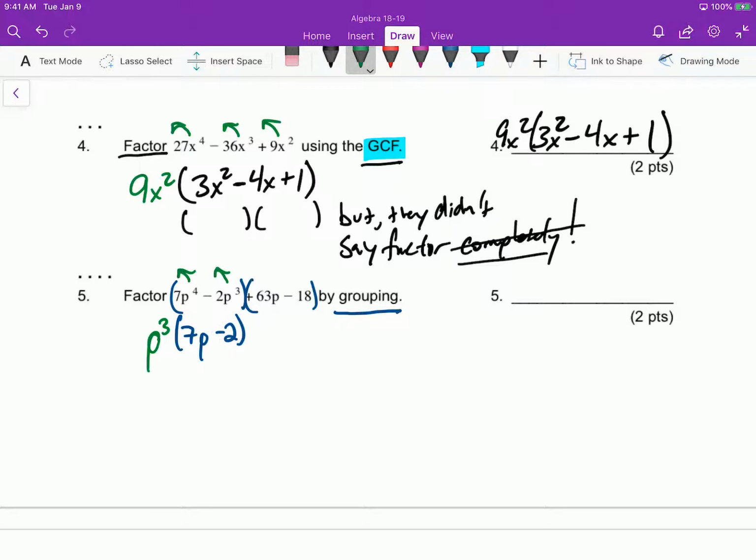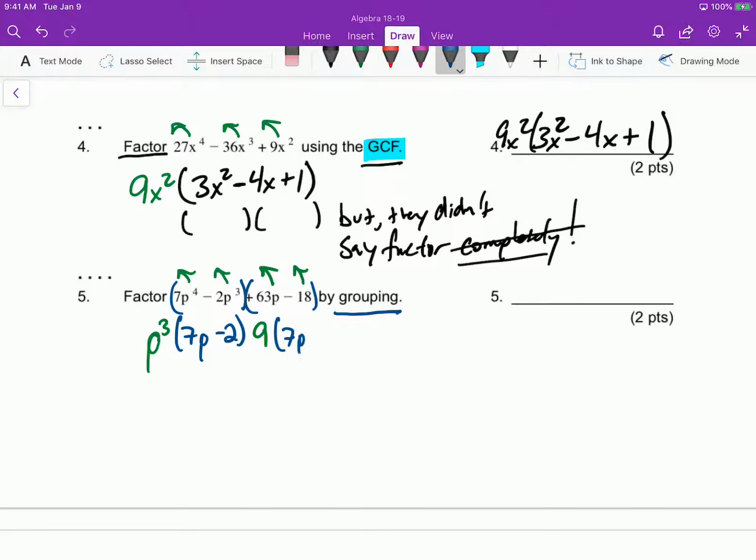All right, in the second group, 63 and 18. You know what? I think 9 goes into both of those. So that one was a little bit tricky. So we're going to take 9 out. And that would leave me with 7p minus 2. Oh, how about them apples? Winner, winner, chicken dinner. We have a matching group.